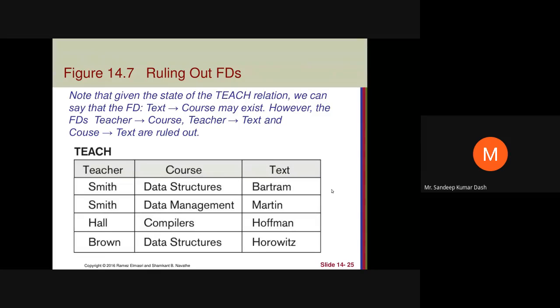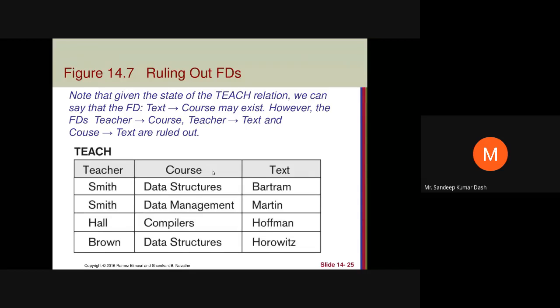But there is no repetition of T1, so you cannot get whether there is repetition of Y or not. So this will hold. But if you say text and teacher, it is not repeated, so Y also you cannot determine. So you can say that text is functionally determining course.